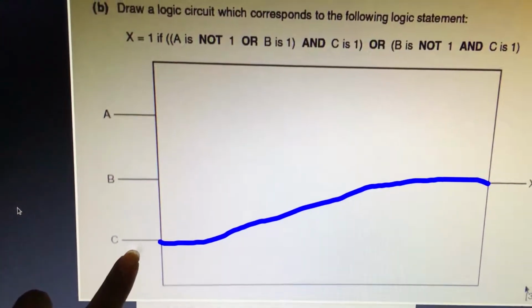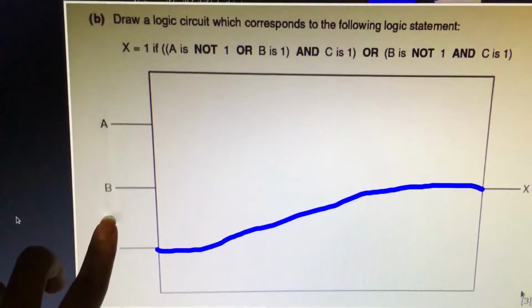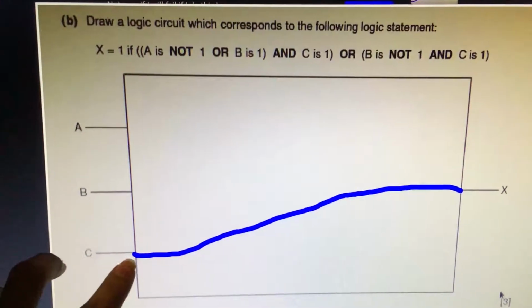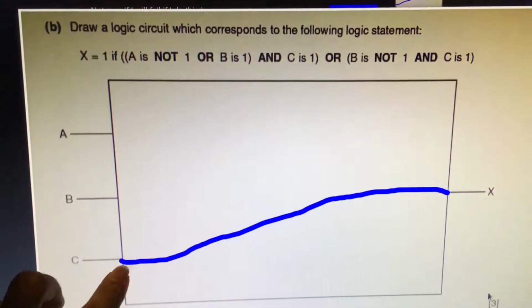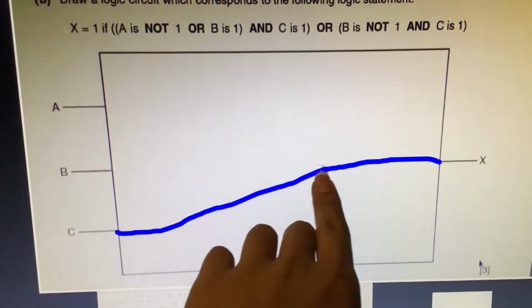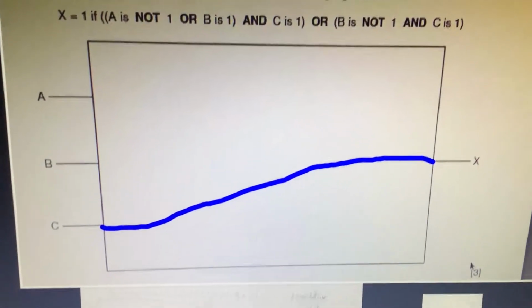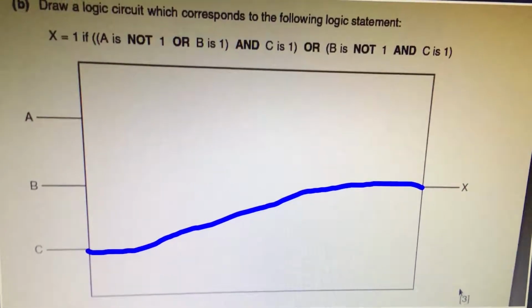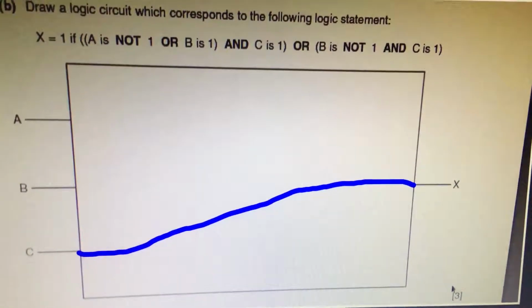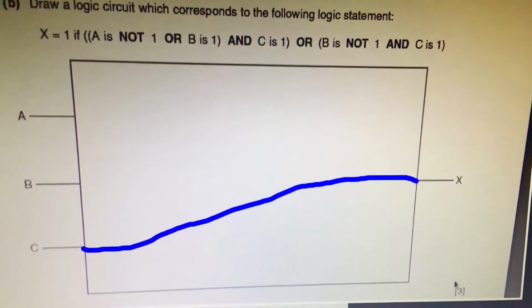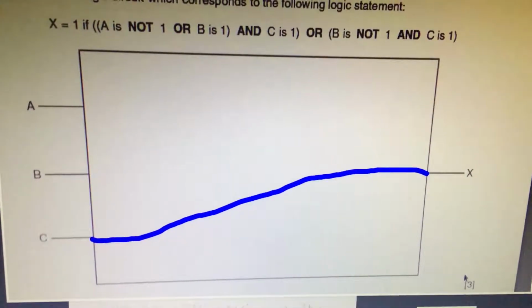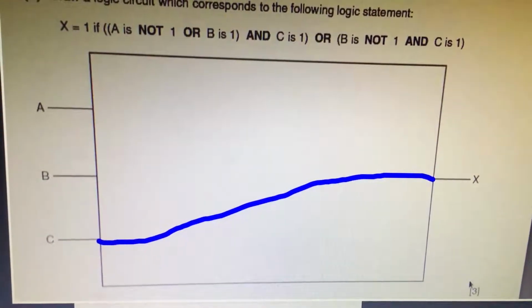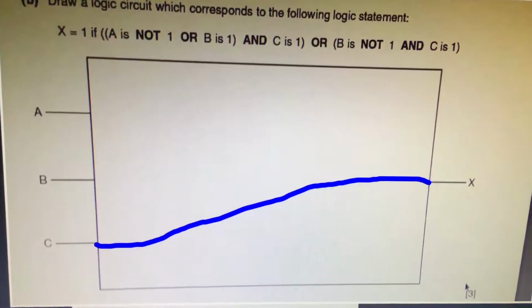It's just this one line. So A and B inputs are redundant, so they go away, and the input C is the only thing that matters, and inside the machine is just C wired to X. So therefore, X equals 1 implies (A is not 1 or B is 1) and C is 1, or B is not 1 and C is 1, is just the same as saying X equals 1 implies C is 1, or C is true. So why is this?